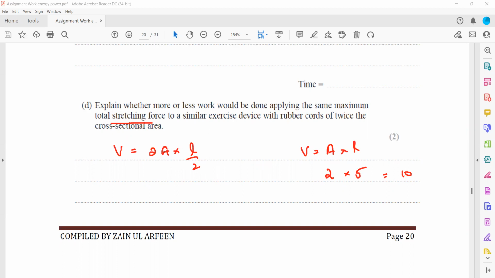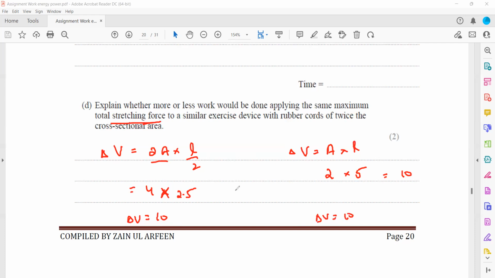But now we double the area and apply the same force. So the change in volume will be the same. If the volume change is the same and area is double, the area becomes 4 now, because first it was 2, now 2A means the area becomes 4. So the change in length will be 2.5, or half of the original one. Because the force is the same, the change in volume will also be the same for both cases.